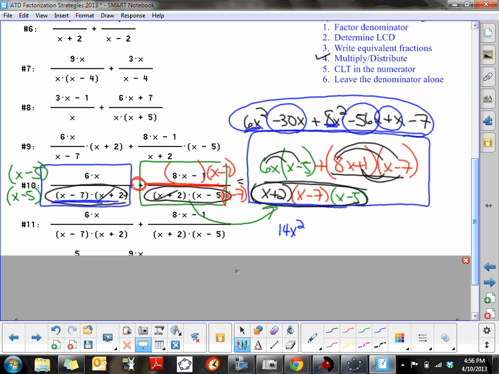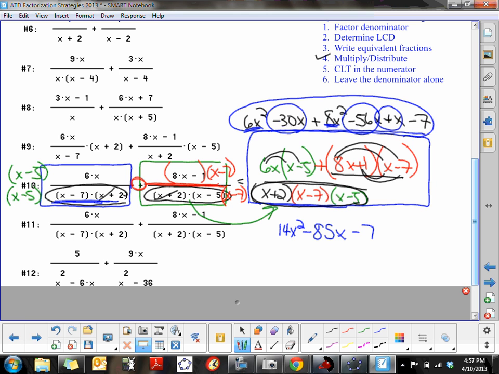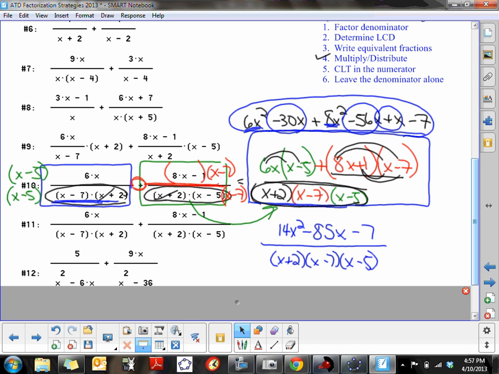So I'm going to take the negative 30 and the negative 56. That's a negative 86x plus 1 should be a negative 85x. Then our only constant that we have is minus 7. You write it over your common denominator, which was x plus 2, x minus 7, x minus 5. Okay? So you can see they get a little bit longer, a little bit more complex, but you can kind of break down the steps and do exactly what we were doing before.